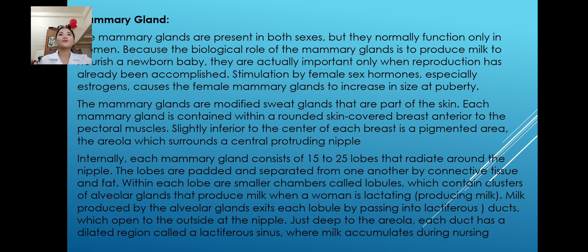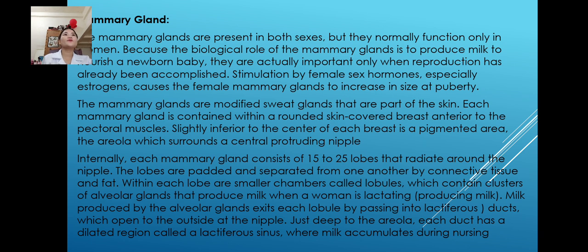Each mammary gland is contained within a rounded skin-covered breast anterior to the pectoral muscles. Slightly inferior to the center of each breast is a pigmented area, the areola, which surrounds the central protruding nipple. Internally, each mammary gland consists of 15 to 25 lobes that radiate around the nipple. The lobes are padded and separated from one another by connective tissue and fat.